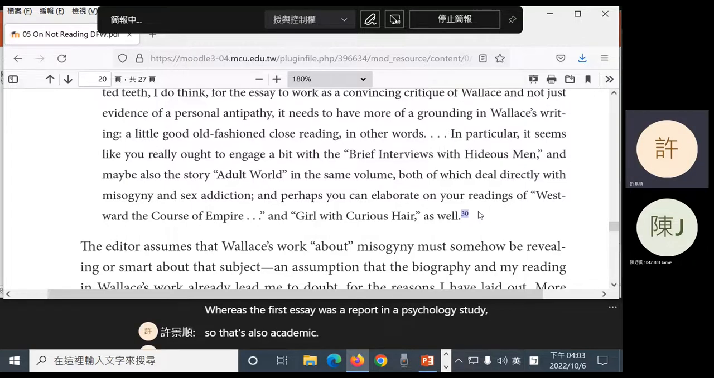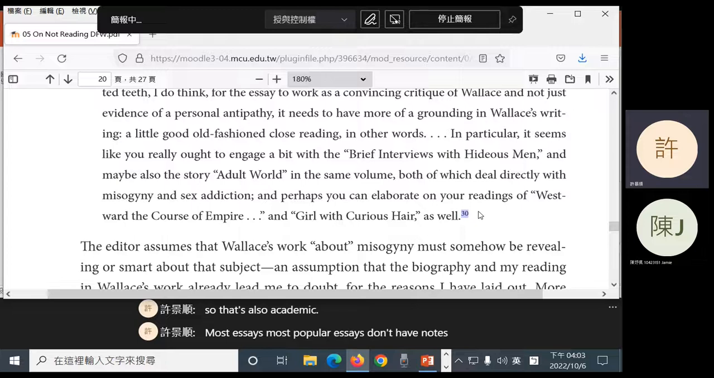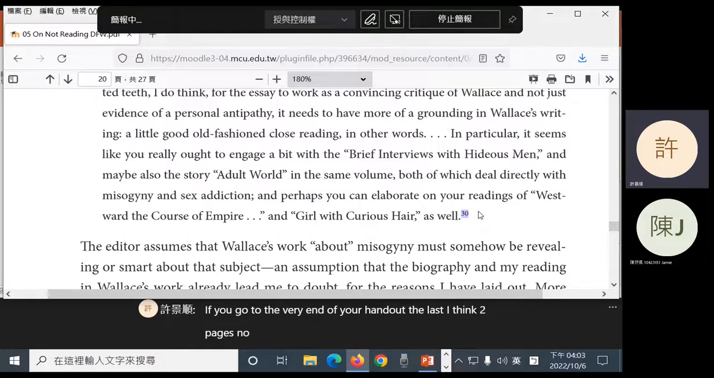Most popular essays don't have notes. Some do, but most don't. And in fact, because it has notes, I also included those notes in your handout. If you go to the very end of your handout, the last, I think, two pages? No, more than two pages. The last four pages are notes.